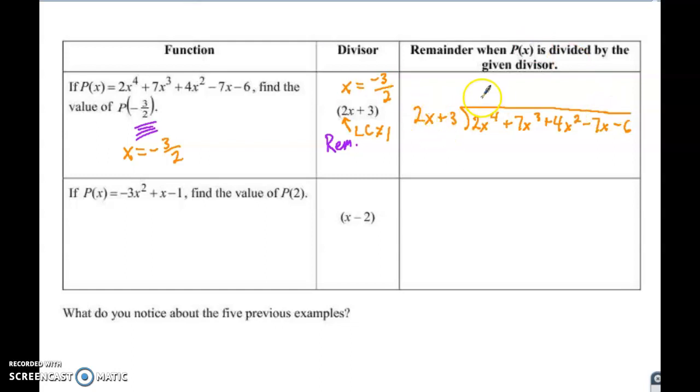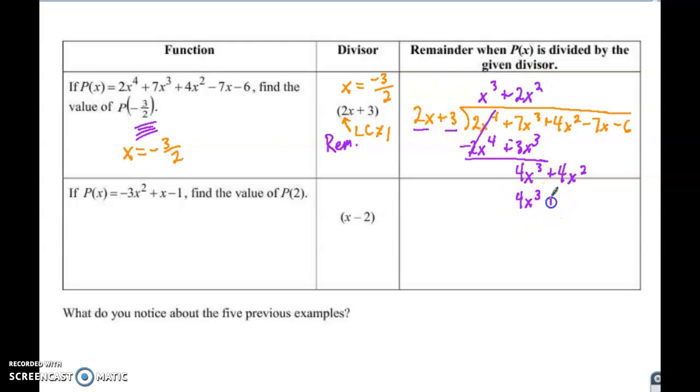So 2x times x cubed gives you 2x to the 4th. As you multiply it, you would get 2x to the 4th plus 3x cubed. Remember, you're distributing this value to each of these. Subtract them all off. So that cancels. That's now 4x cubed plus bring down. So 2x times 2x squared gives you 4x cubed.